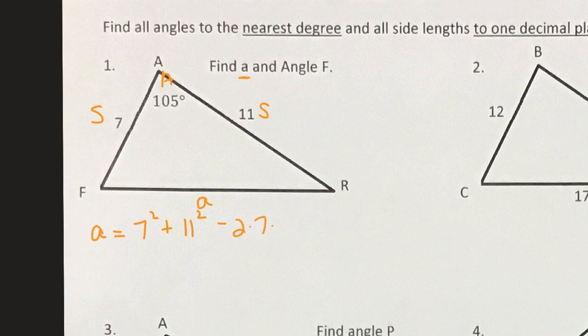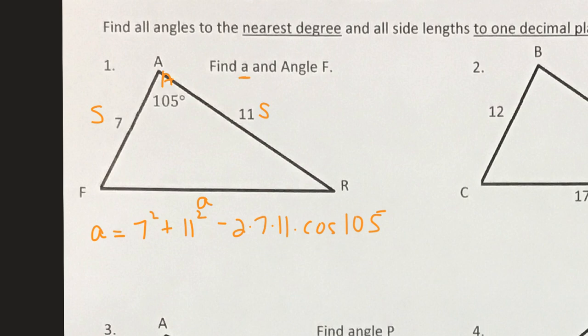Okay, and this is the formula for the law of cosines. It's 7 squared plus 11 squared minus 2 times 7 times 11 times the cosine of the angle in between them. That's what the law of cosines says. We can use that to find the side across as long as we know two sides and the angle between them. Right, side, angle, side. Let's just use the law of cosines.